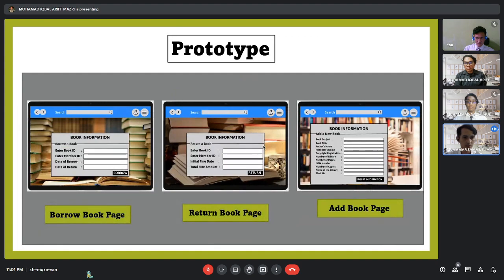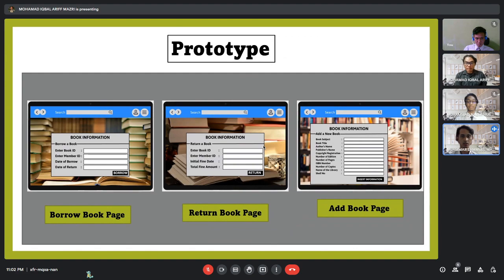Next, here we have the borrow book page where the user can borrow the book by entering the book ID, member ID, date of borrow, and the projected date of return, and then they would continue to the return book page. When they decide to return the book, they do pretty much the same method as borrowing. They enter the book ID, the member, and the initial fine date. This will only occur if they return the book late. The total fine amount will be calculated by the system, and the user has to pay the fine based on how late they return the books.